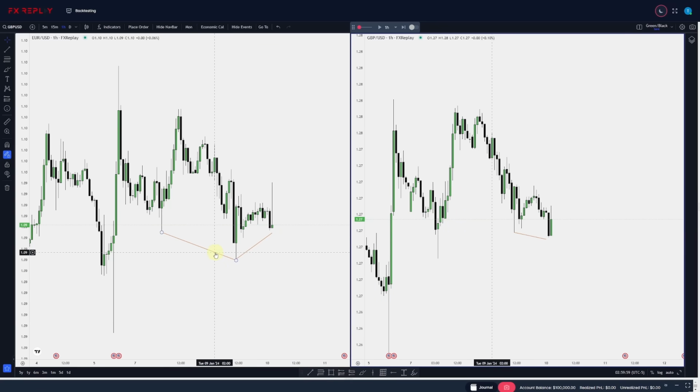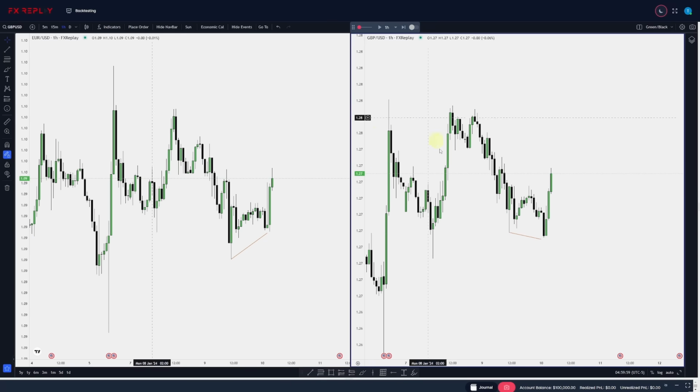So getting rid of this first one so you can see this a little easier. We have GU here making a lower low while EU is making a higher low. So now let's see if we get any displacement out of here. We do get displacement out of here. What do we have with these up close candles here? We have a low, high, lower low, higher high.